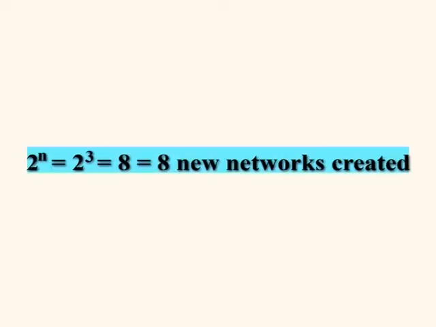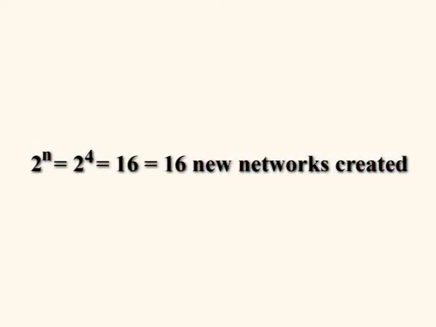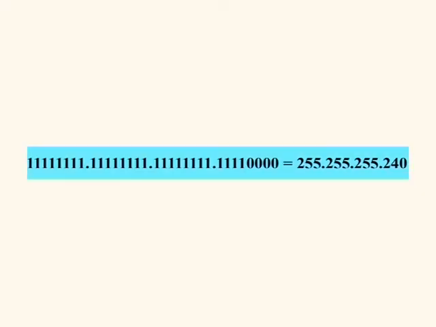Consider the result if 3 bits are borrowed. Using the above magical formula as shown on the screen, 2 raised to power 3 is equal to 8. So 8 networks are created. However, a total of 8 new networks do not meet the original requirement of at least 10 networks. Consider the result if 4 bits are borrowed as shown on the screen. 2 raised to power n is equal to 2 raised to power 4, equal to 16. So 16 new networks are created. A total of 16 new networks do meet the original requirement.